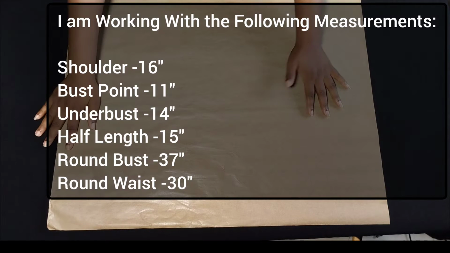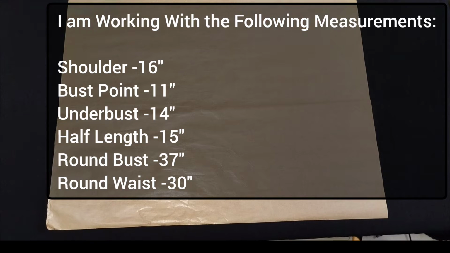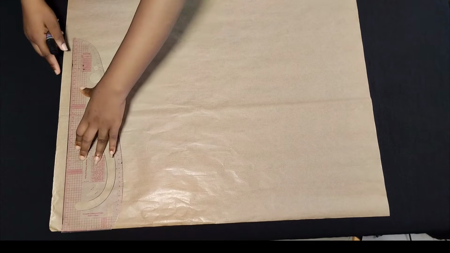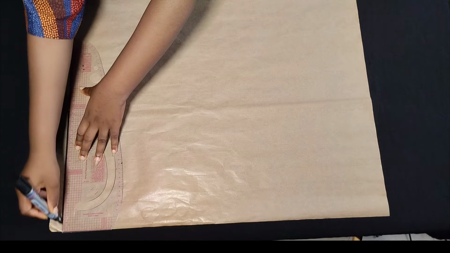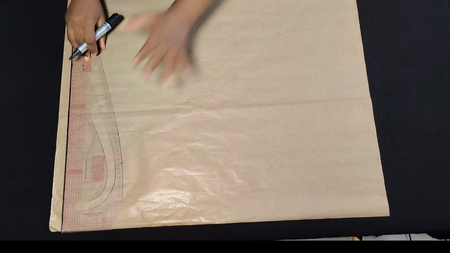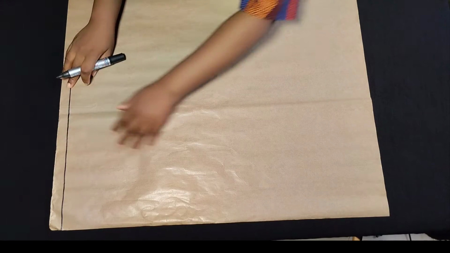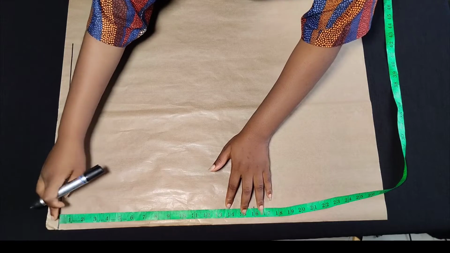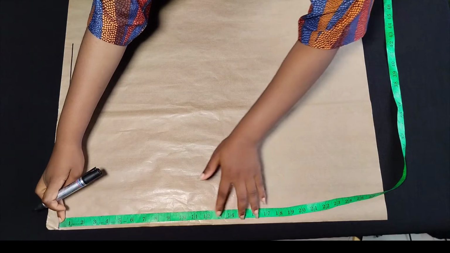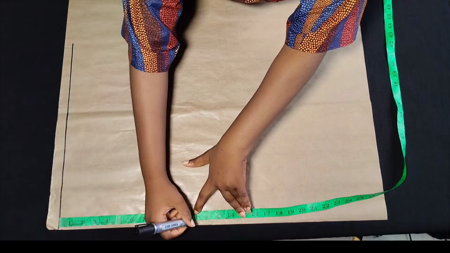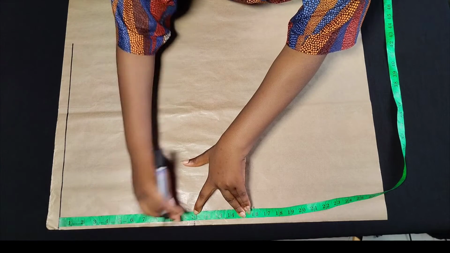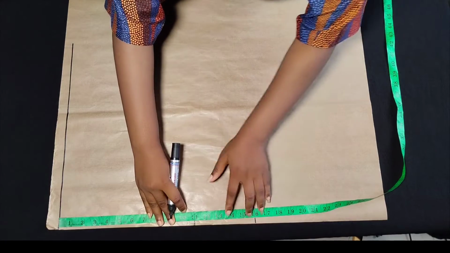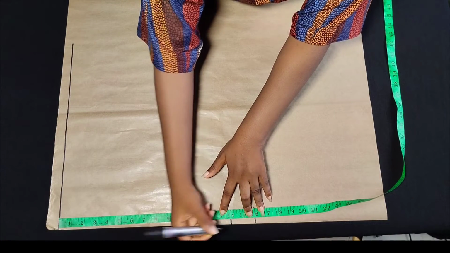I'll be using this brown paper to draft my pattern. The first thing I'll do is go to the top of this paper and rule out a straight line. This line will serve as my starting line as well as my shoulder line. Next, I'll impute my vertical measurements. First I will mark my bust point measurement. I am working with 11 inches. Then I will mark my half length measurement, that is 15 plus 1 inch for seam allowance, 16, and I will impute my under bust measurement, which is 14.